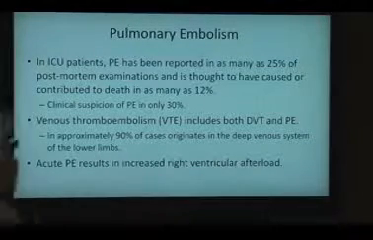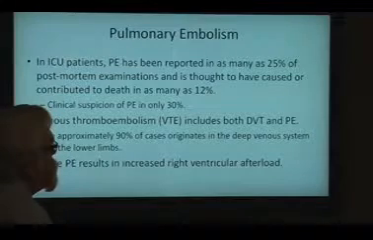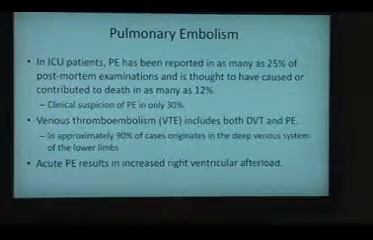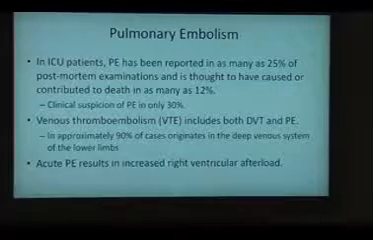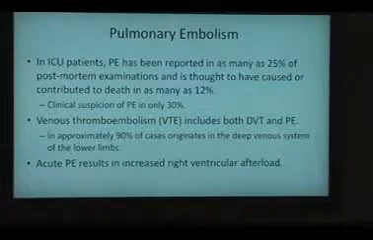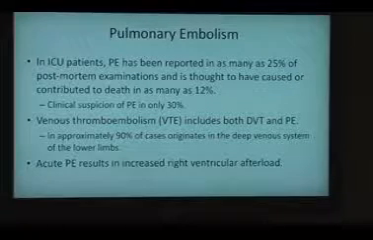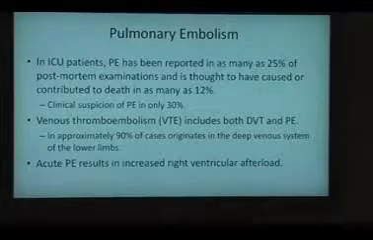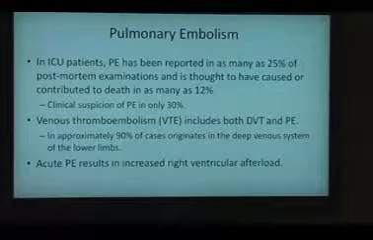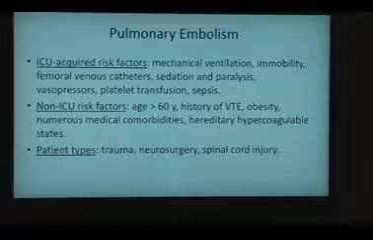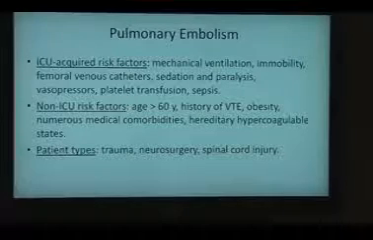Venous thromboembolism includes both DVT and PE. Approximately 90% of the cases arise from the deep venous circulation in the lower limbs, and the effect of PE is to increase pulmonary arterial pressure and right ventricular afterload and cause hemodynamic effects in that way.